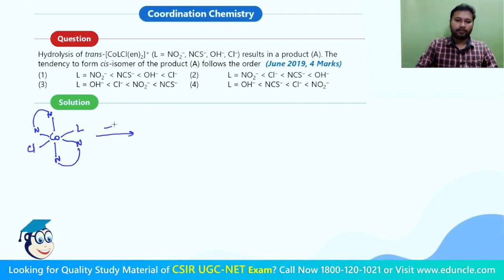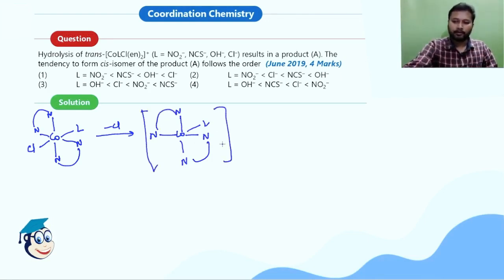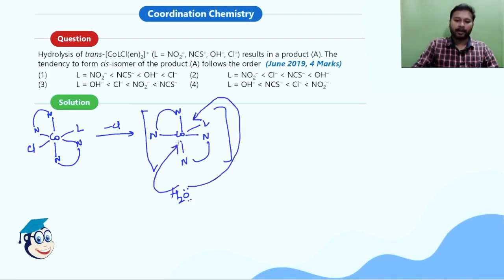In the first step, your chlorine will be gone, and you will have an activated intermediate. The N and N of the ligand are joined with each other, so this is what will be formed. Here, your water can react. H2O can react. Since it is given that the hydrolysis is of the trans-isomer, in this particular step you can see that the hydrolysis can be done in two forms. Either it can react from this side, or this water can come and bind from the above side.